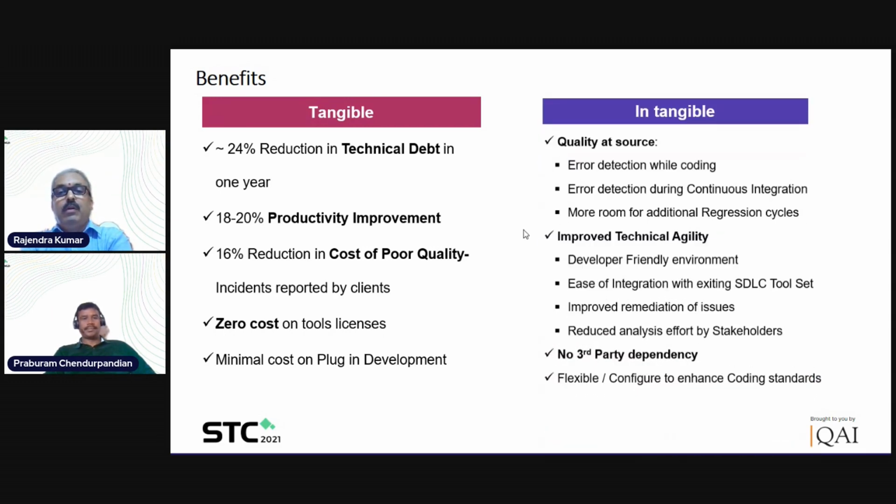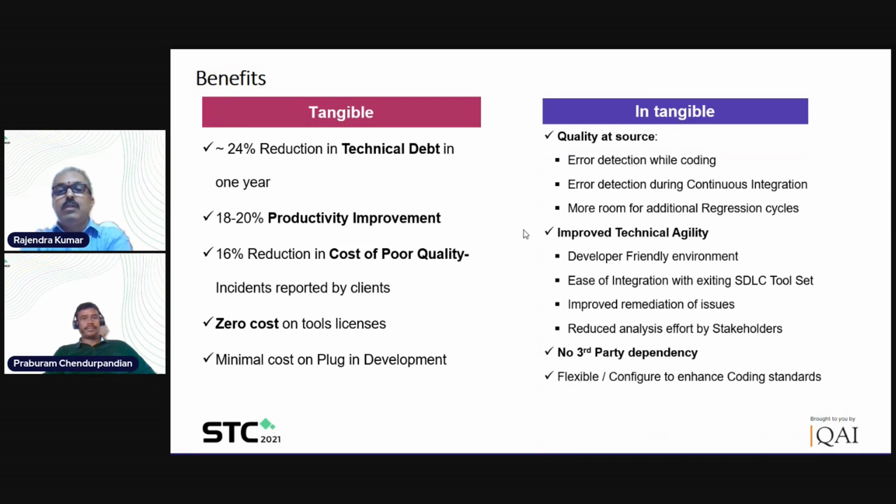On the intangible part, the first is that quality at source is another big benefit. Error detection while coding is real time and instantaneous. It helped us prevent most of the issues which otherwise would have gone into the source code. The second is that continuous integration will find the issues if the developer missed them during development. And also there is more room for an additional regression cycle. I will explain this a bit.